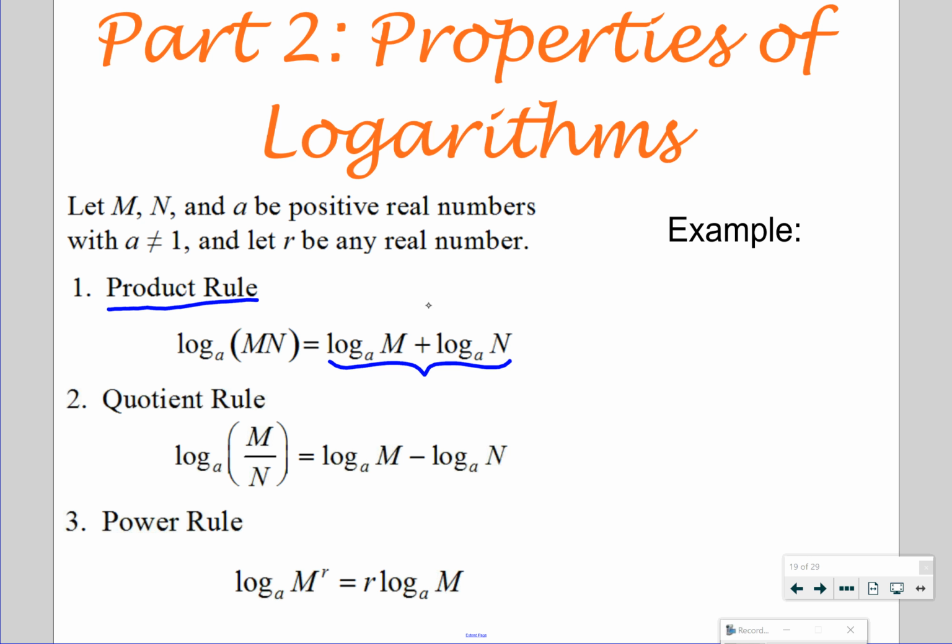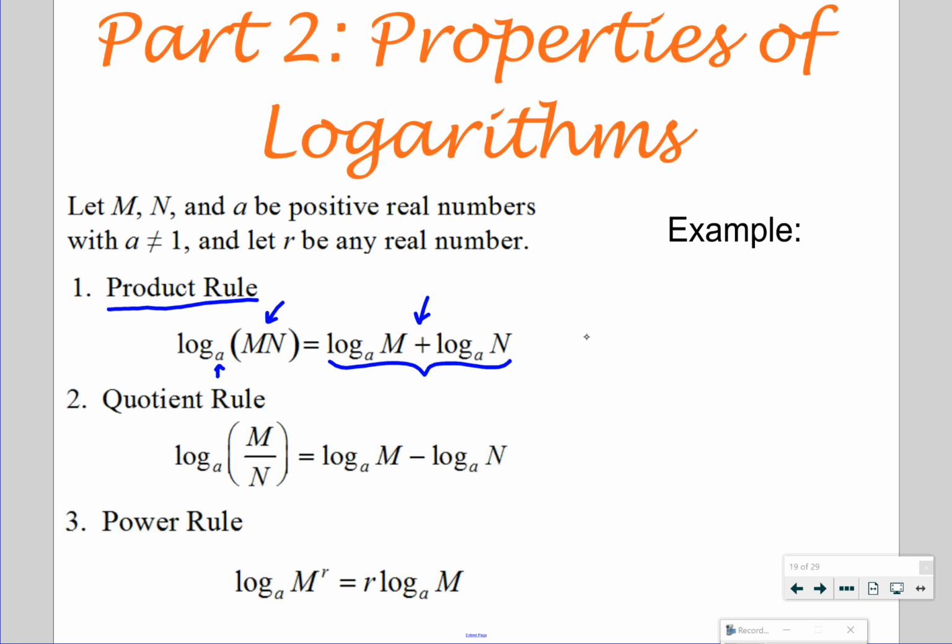Combining two logs together that are added. This product rule tells us that we can condense the two logs together by multiplying the values within the log. Notice in both of my original values there was a log base A, and when it's condensed we still have a log base A, similar to when we had our exponent properties. When we combined with our same base, our base never changed.